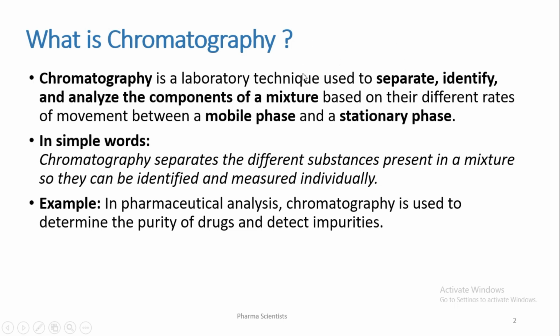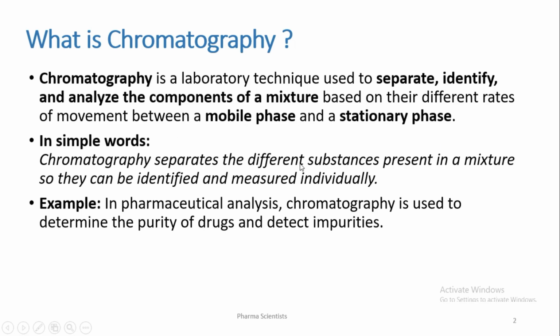Suppose there is a mixture of components. Suppose you are analyzing ibuprofen, so there will be different impurities in it, different compounds, different excipients. The technique which is used to separate, identify, and analyze those components is based on different rates of movement, meaning the polar compounds or the non-polar compounds, whichever elute first, whether you are using normal phase or reverse phase chromatography, it depends. So it is based on the polarity and rates of movement between the mobile phase and stationary phase. This is known as chromatography.